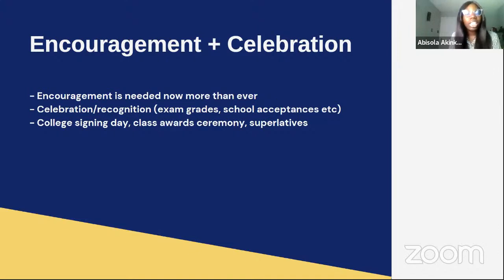And then of course, college signing day. Not all students will go straight to college or university after school, but for those who do, it'll be great to recognize them and have superlatives and things of that nature, just as a way to warm up the class as you're about to start teaching them, or in the middle, during the midterm season or during the end, during exam season.